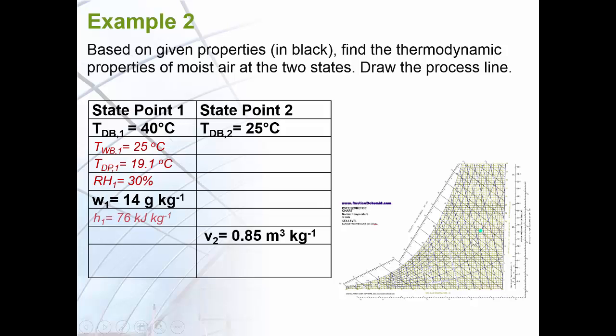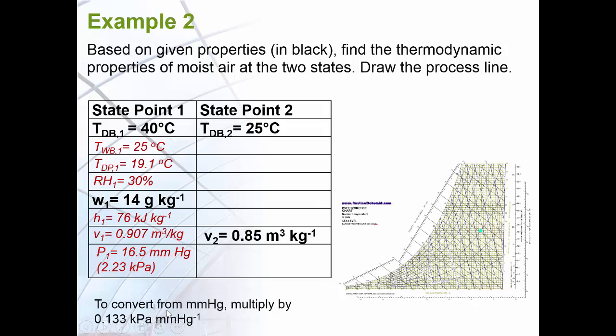And the specific enthalpy is 76 kilojoules per kilogram, and the specific volume is 0.907 cubic meters per kilogram dry air at this state point. You can also locate the current vapor pressure by going to the right of this state point and locating the vapor pressure on the vapor pressure scale, and that's about 16.5 millimeters mercury.